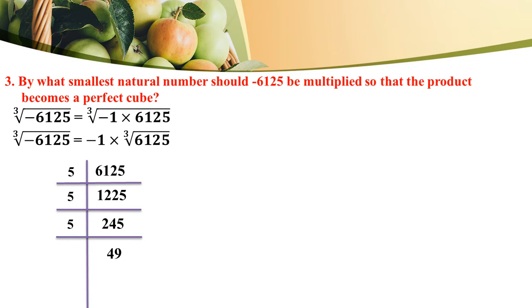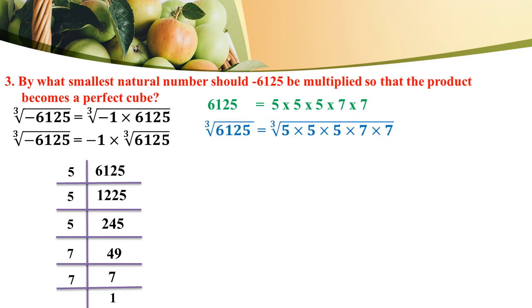So we should take the next prime number. The next prime number is 7. 49 is divisible by 7. We will get 7. Again divide by 7. We will get 1. The factors of 6125 are 5 into 5 into 5 into 7 into 7. Cube root of 6125 equals cube root of 5 into 5 into 5 into 7 into 7.